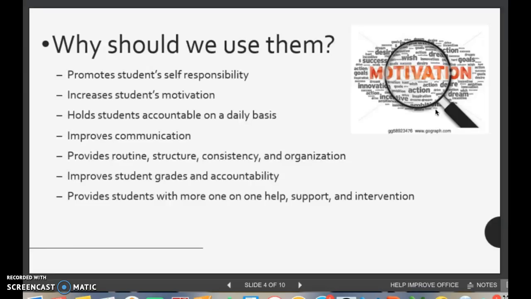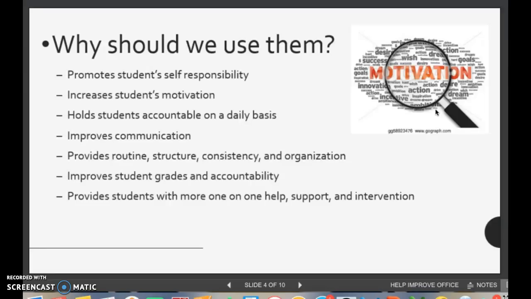It typically will improve communication between the student and the teacher, because you will talk to the student about what behaviors you are going to expect from them, and then when the day is over, you'll talk to them about what behaviors were shown and what behaviors they did well or should have done better.